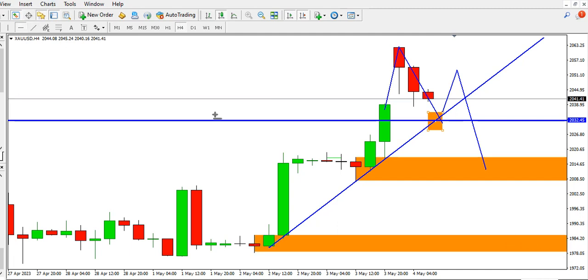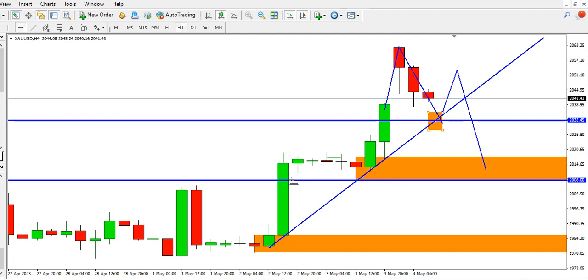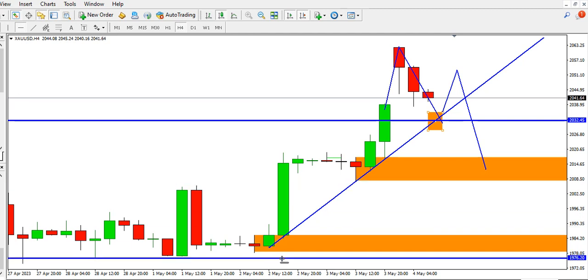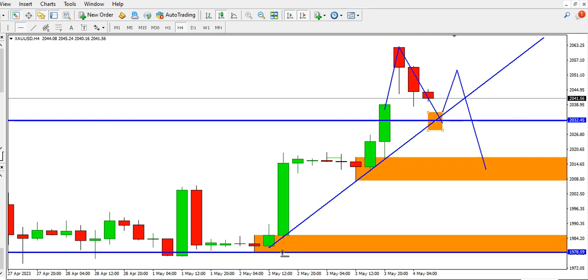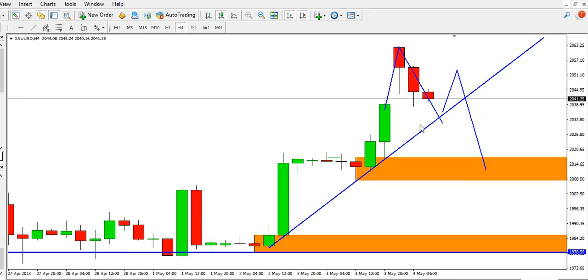Then we have another support around here, another order block that can serve as a support. So the first support should be somewhere around 2009, 2008. The second one should be around 1978. But let's see, only time will tell. Time will tell us as time goes on, we'll find out how it's going to be.